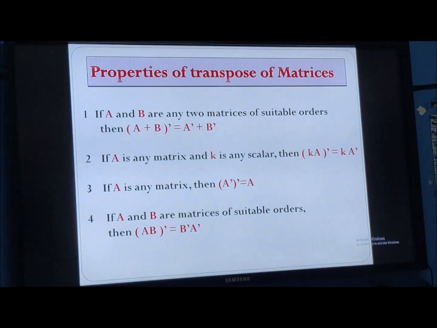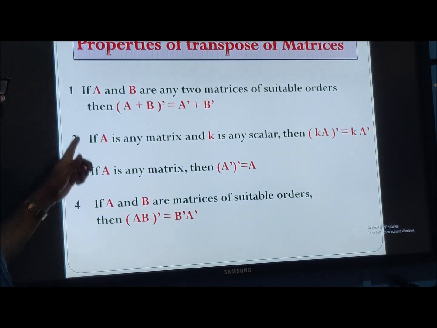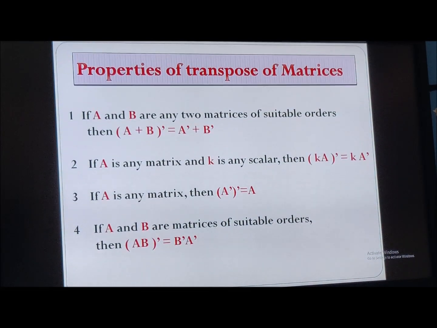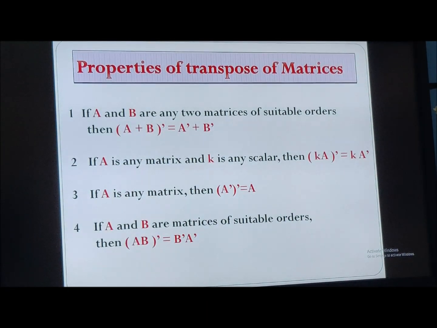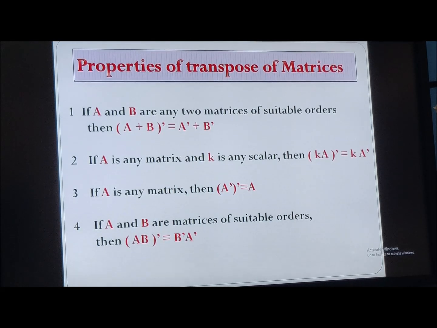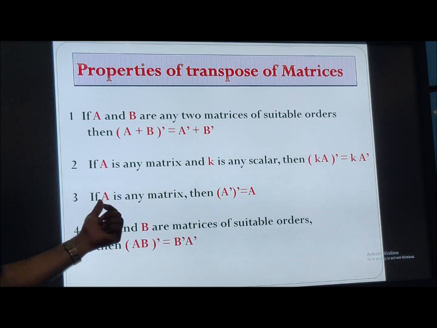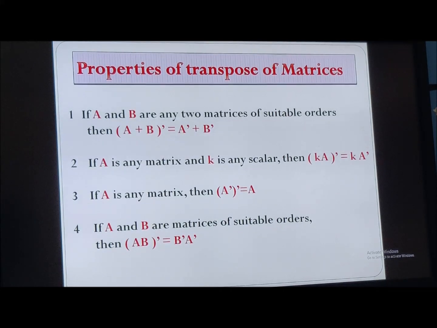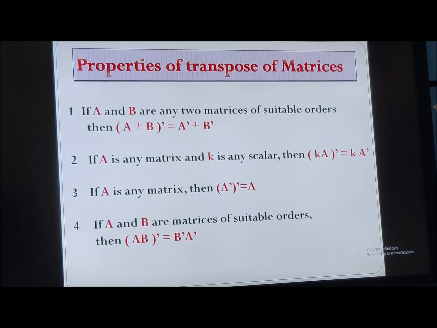If A and B are any two matrices of suitable orders, then (A plus B) transpose is A transpose plus B transpose. We have seen one example. Another, if A is any matrix and K is any scalar, then (K A) transpose is the same as first you take the transpose, then multiply by K: K times A transpose. Then the third one is, if A is any matrix, then (A transpose) transpose is A itself. And the fourth one, you can verify with many examples.